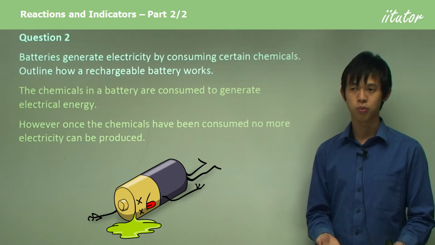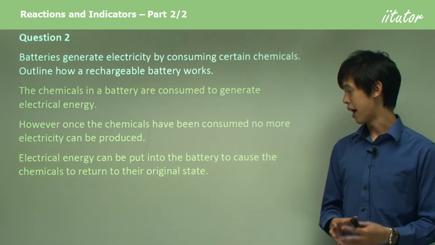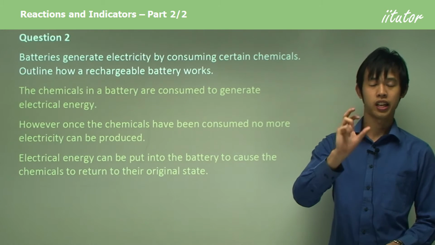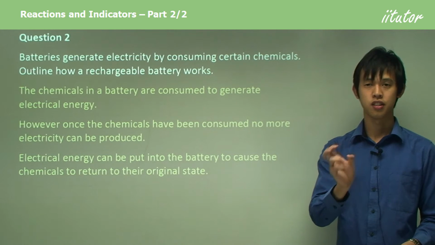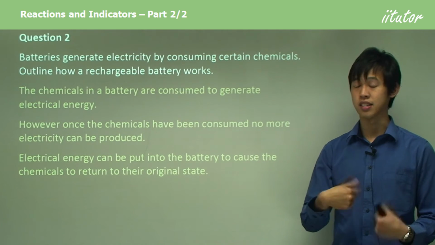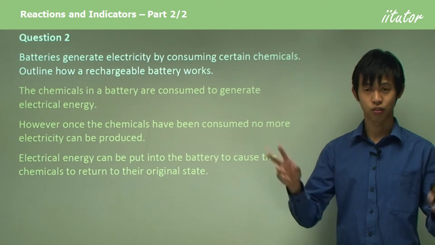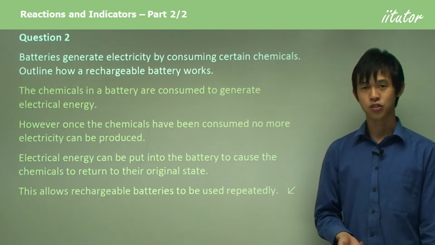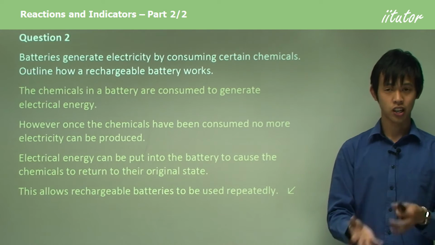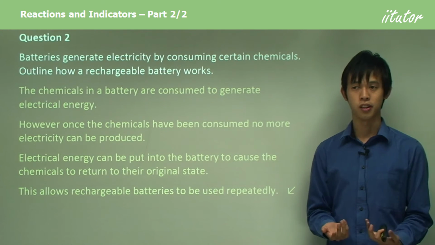So the question is then, what does a rechargeable battery do? So electrical energy can actually be put into the battery to cause the chemicals to return to their original state. So in the battery, the chemicals are still there. They're just in a different form. So if I put in electricity to reverse the process that I did to start with, I can actually change the chemicals back. And by doing that, I can sort of recharge the batteries. And that allows rechargeable batteries to be used repeatedly because the batteries can be discharged, all of the chemicals can be consumed, and then I can turn them back to their original state by putting in more electricity.